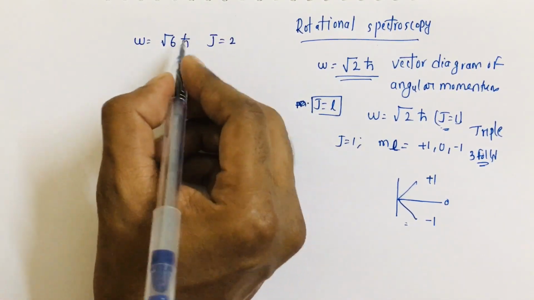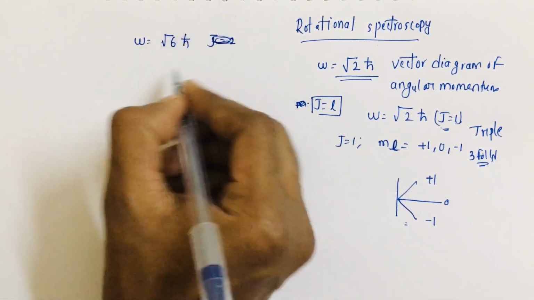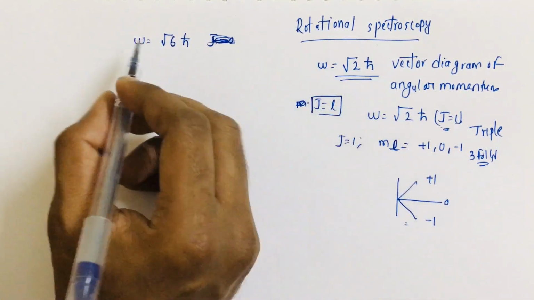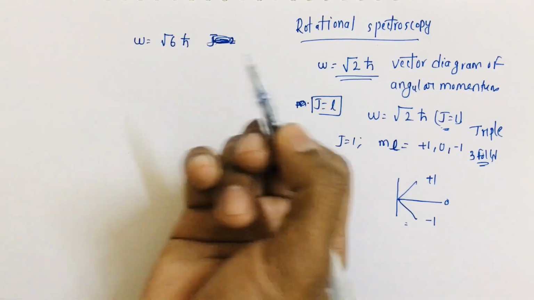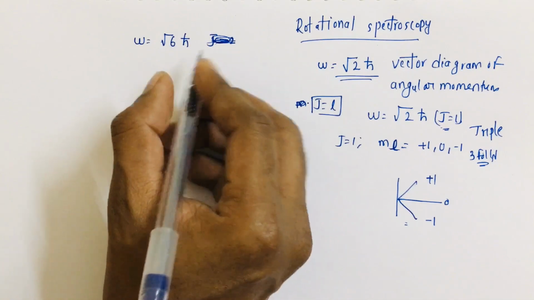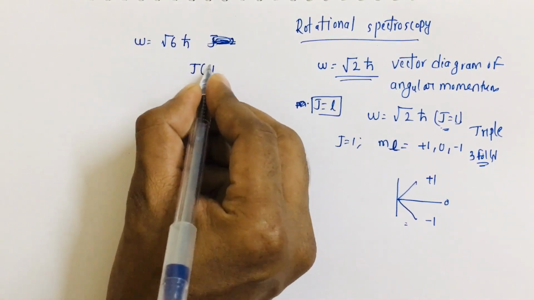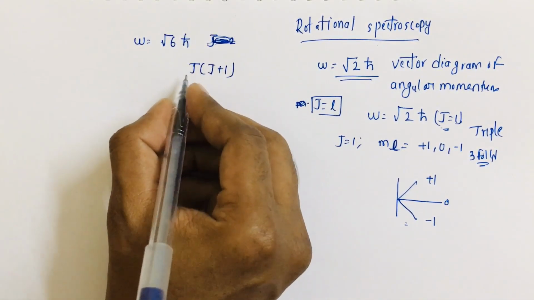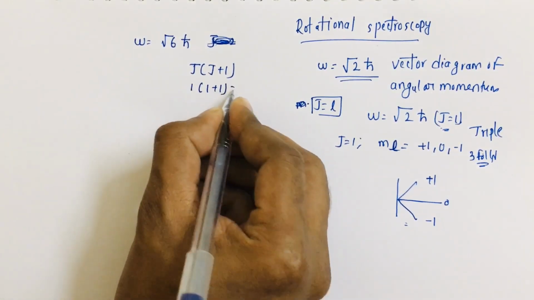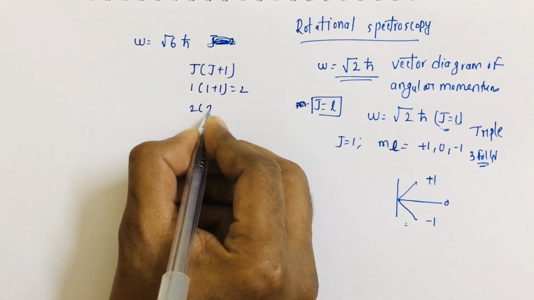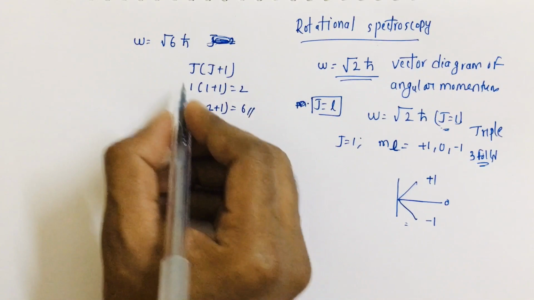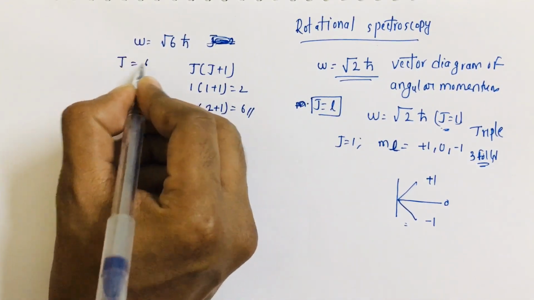If you don't know the j value, you can still identify it. Imagine the j value is not given, and we have to identify whether it is two-fold, three-fold, five-fold, like that. How will you calculate it? It is j into j plus 1. Imagine j equals 2: 2 into 2 plus 1 is 6, so this gives the value 6.